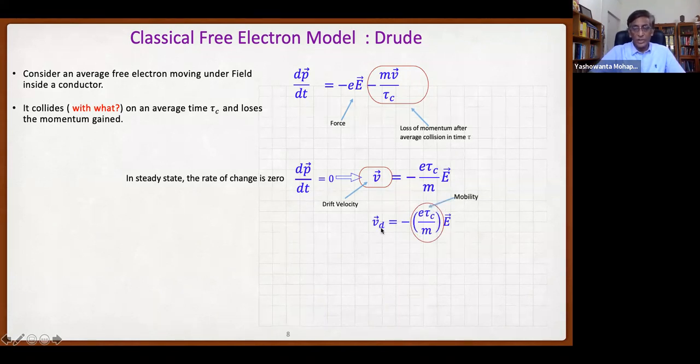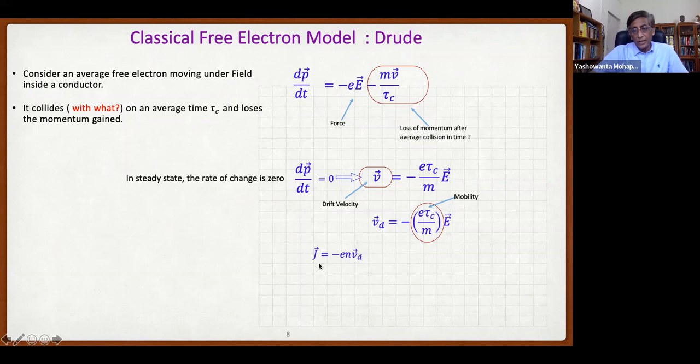So this is the drift velocity, this d is for drift, and this quantity is called the mobility, which you can see is large if the mass is small. If the collision time is large, then the mobility will be high, because if it doesn't collide very much, it will be high. Mobility can be measured through the Hall effect experiment.